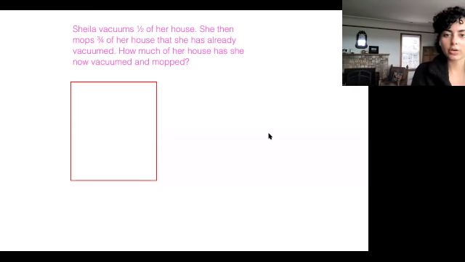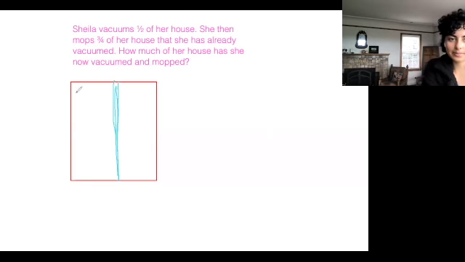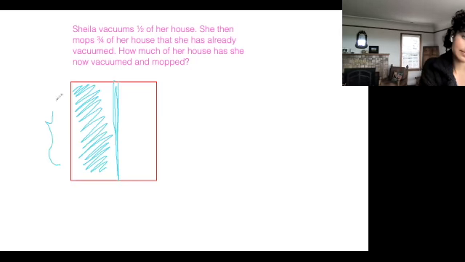So I'm going to first show how much of the house that she's vacuumed, and I'll show that in some blue. So we can just split this in half, sort of even, not exactly, but basically. So this is half of her house in blue, and this is the section that she's vacuumed.